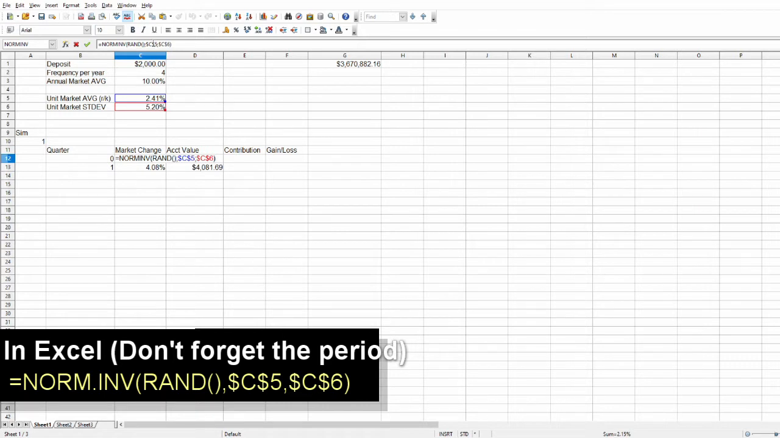I want to tell Excel the average, the mean, is 2.41%, or whatever's sitting in cell C5. And so I'm going to put dollar signs before the C and before the 5. What those dollar signs do is they hold that constant. No matter where I click and drag this formula, it's always going to refer to cell C5. I always want my average to be 2.41%. The same thing for the standard deviation. I always want my standard deviation to be 5.2%. That is sitting in cell C6. And so I put dollar signs in front of the C and in front of the 6, letting Excel and/or OpenOffice know that I always want to reference that right there.